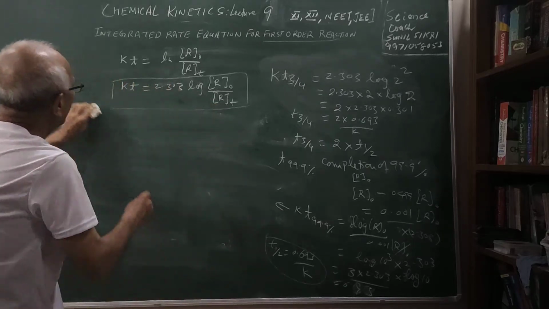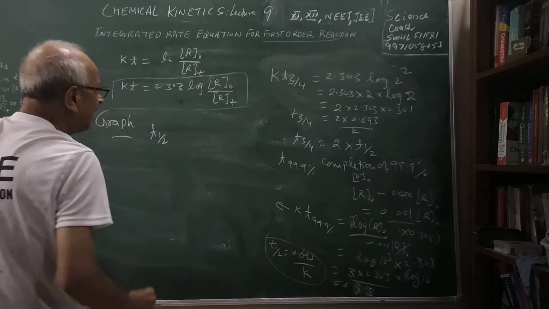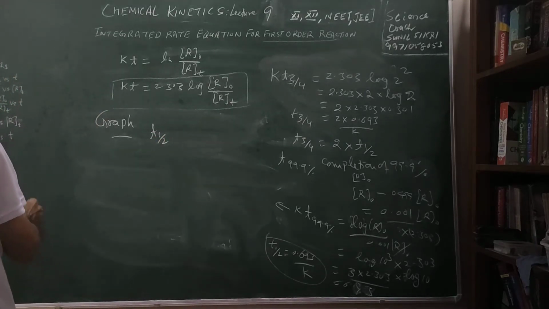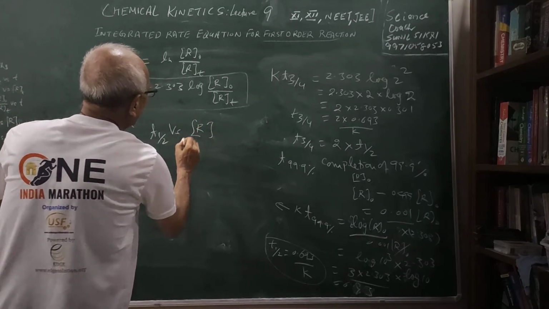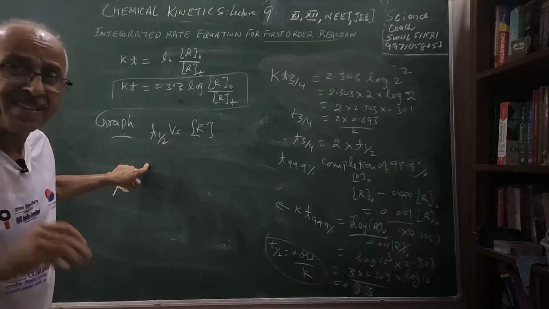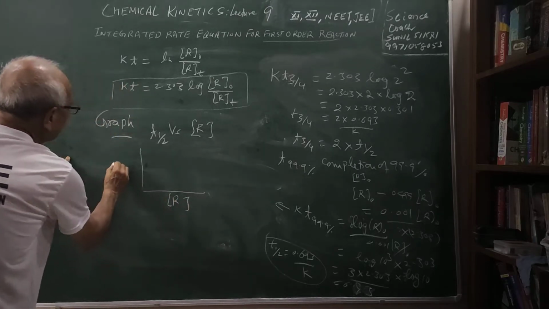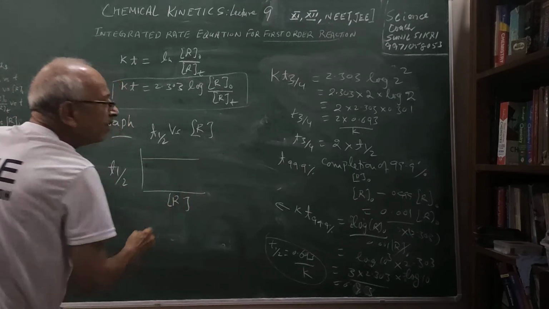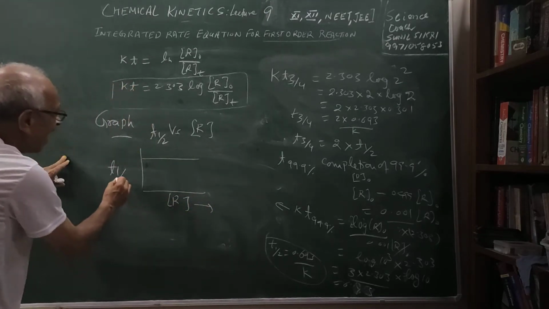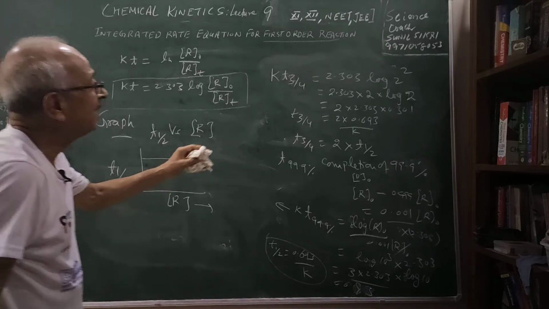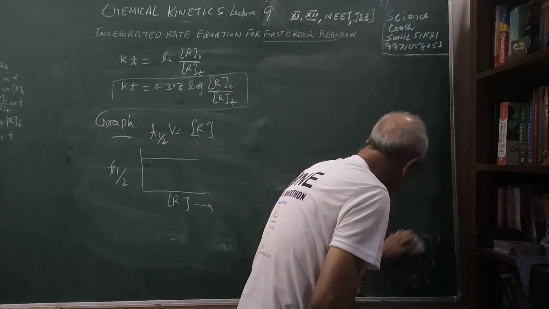Another important thing is, if I make a graph of T half versus the concentration, how will it look? Half-life is independent of the concentration, we told you. So if I make a graph of R versus T half for first order, it will be a horizontal line. This shows that with change in R, there is no change in half-life. These are the graphs which are important, which I have made for you.